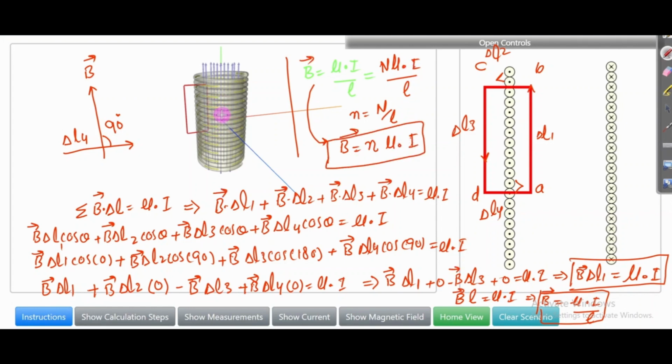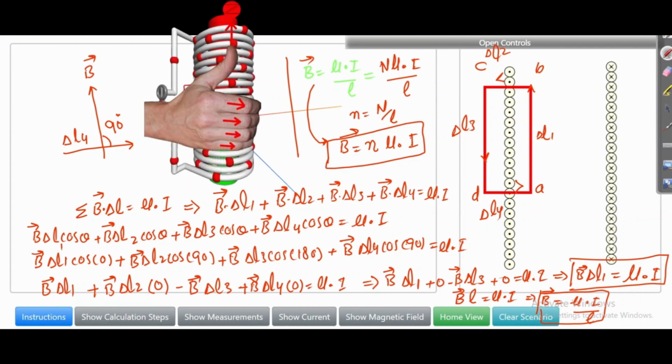For finding the direction of the magnetic field, put your right hand around this coil. The curled fingers of your right hand will point in the direction of the conventional current, and the thumb of your hand will represent the direction of the north side of the magnet.